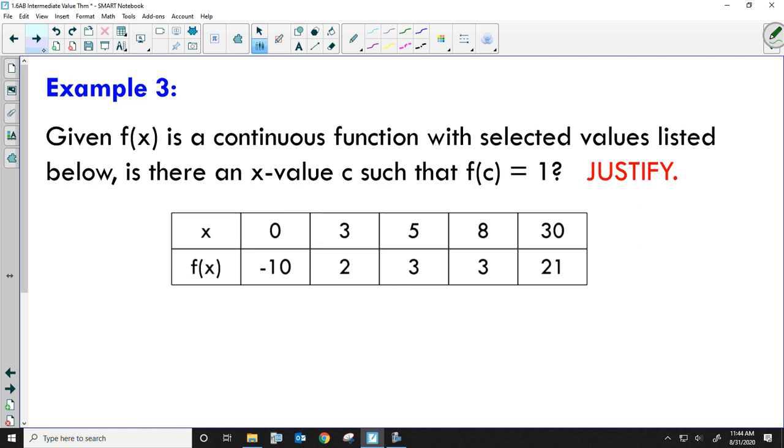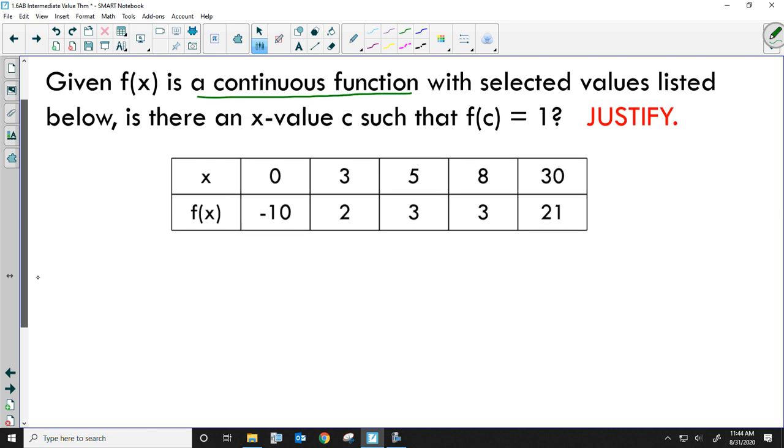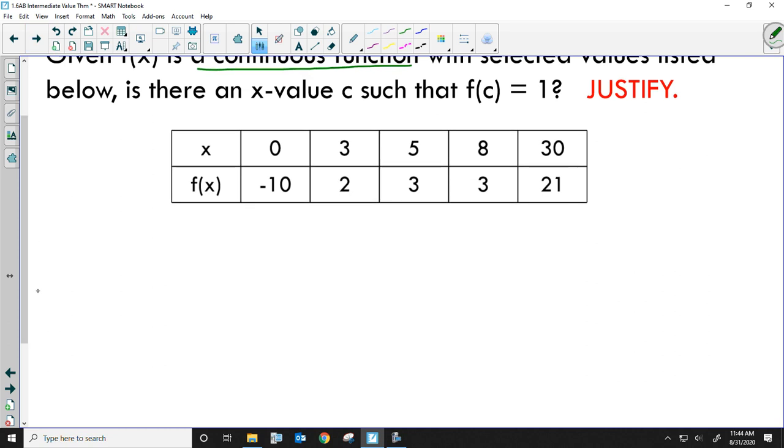Okay. All right, now here's a bigger one. We're going to now justify. So f is a continuous function. Okay, that's good, because I don't actually know what f is. I just have this table of five values. That's all. So f is continuous. We've got a handful of values listed below. Is there an x value c such that the output is 1, and justify?